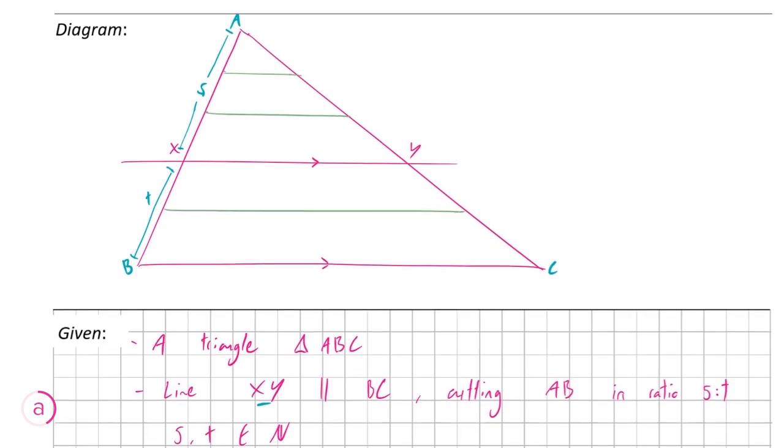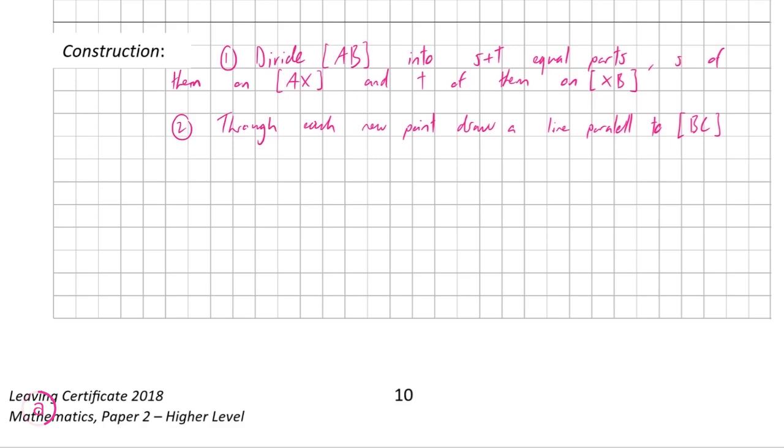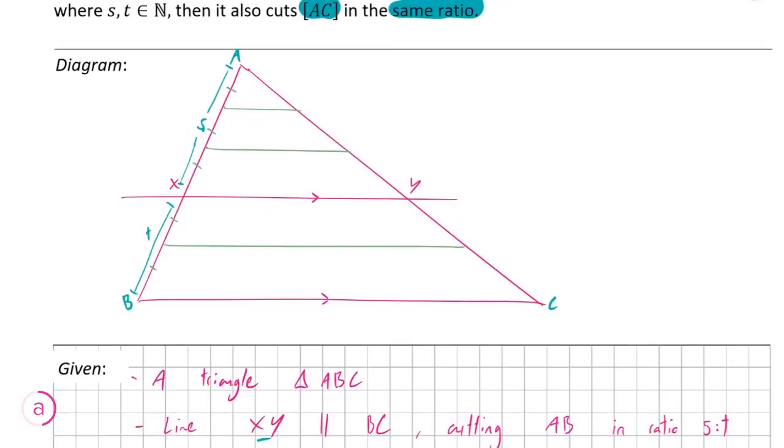And we're told that these parts are equal, so therefore all our little segments are equal along the side AB. And our second step of the construction is just to, through each new point, draw a line parallel to BC, which I've actually already done. That's just these little green lines that I drew after the first step, but that's it for the construction, which means that the only remaining thing to do is write down our proof.